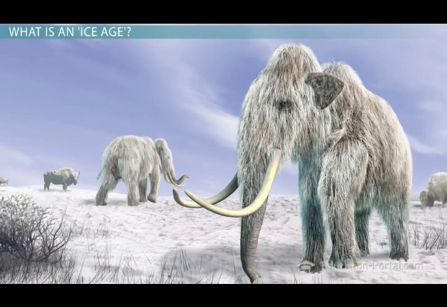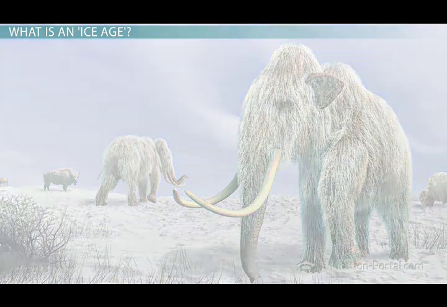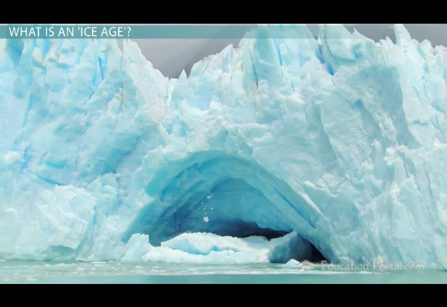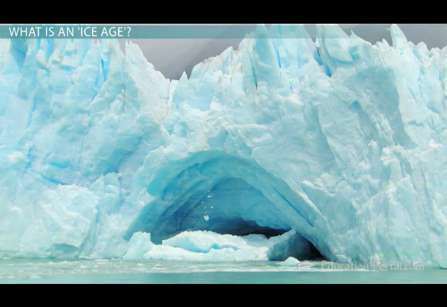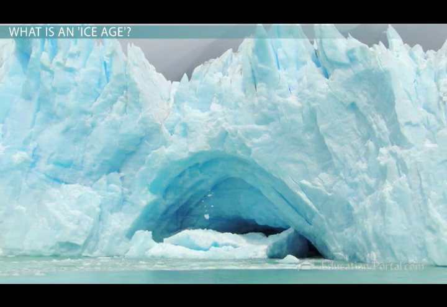So while the term Ice Age might bring to mind images of woolly mammoths and saber-toothed tigers, it is important to remember that we are currently in an ice age, and have been for about 2.8 million years. We just happen to be in a period of interglaciation.